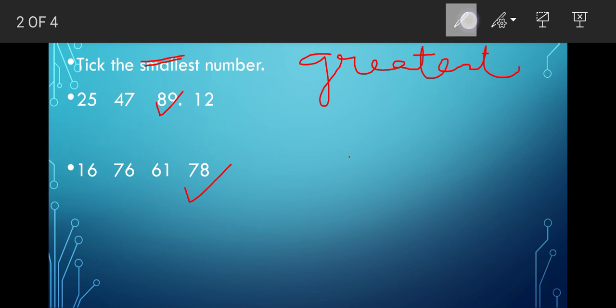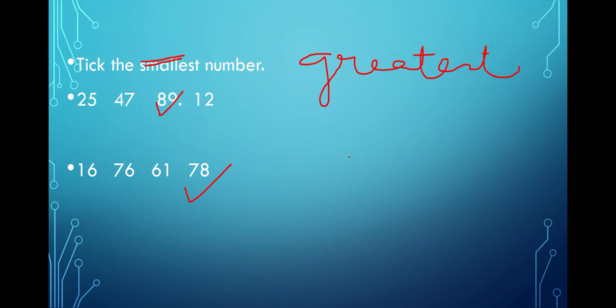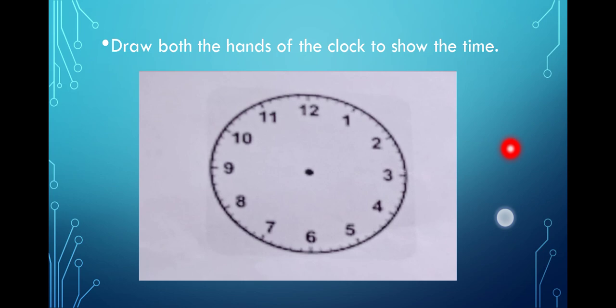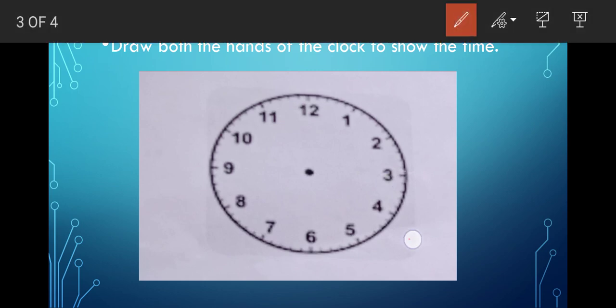Now, the next question is draw both the hands of the clock to show the time. Of course, for class 1, picture will be given. You don't have to draw. Okay. So, you have to only draw both the hands. Both the hands means the minute hand as well as the hour hand. So, here I have not written the time. To show the time, let me write down the time here. 7 o'clock. Okay, you have to draw the time 7 o'clock.